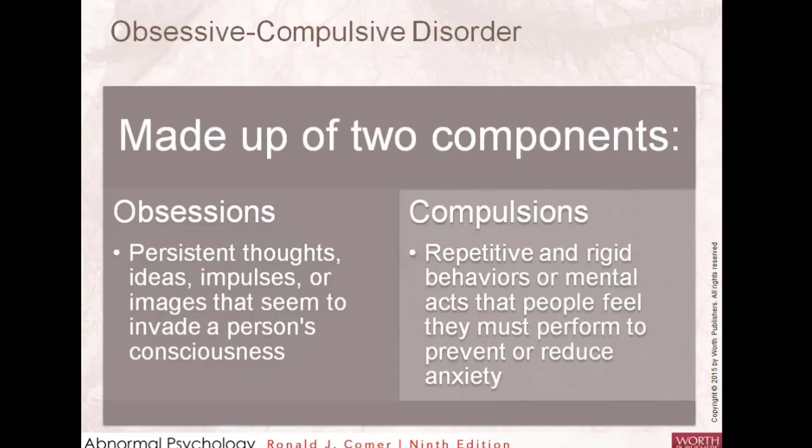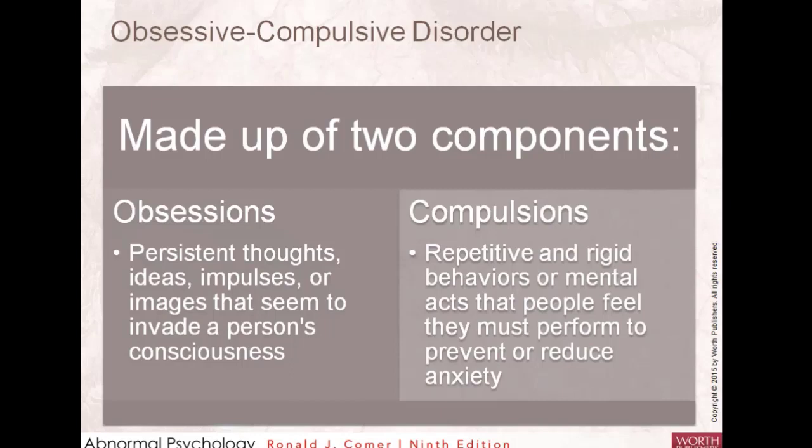Obsessive-Compulsive Disorder, made up of two components. So Obsessive-Compulsive Disorder, just like it sounds, is made up of obsessions and compulsions. Now the difference between the two. The obsession, which traditionally we think of as coming first, the obsession is a persistent thought, idea, impulse, or image that seems to invade a person's consciousness.